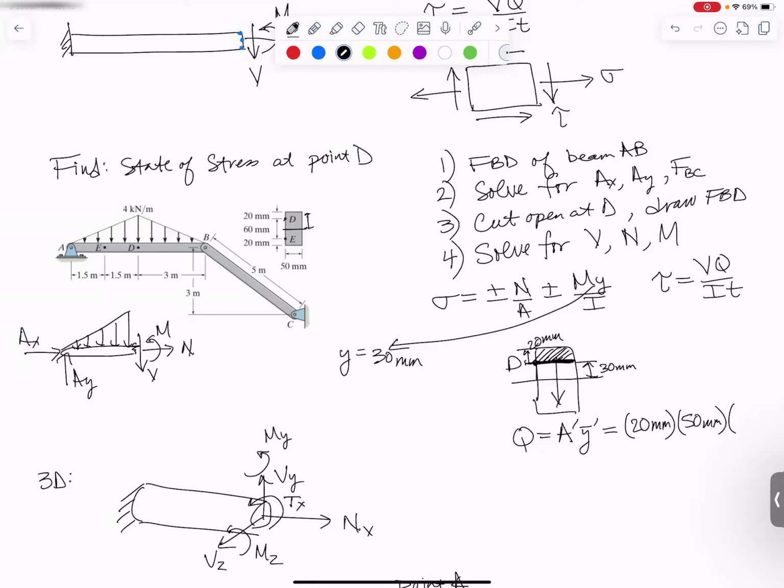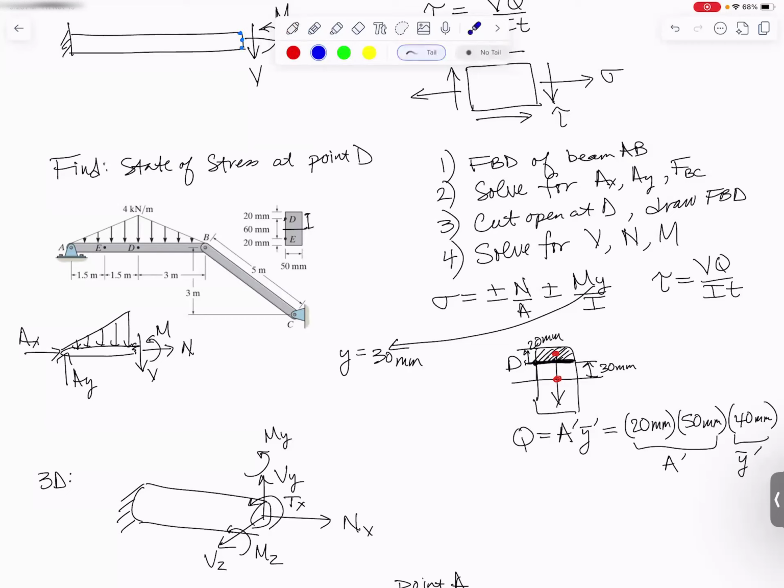And then the Y bar prime has got to be the distance between the centroid of the whole shape right there and the centroid of the shaded area. So we already had to go 30 millimeters to get from the centroid to D, and then we got to go another halfway up. The whole thing is 20, so we got to go another 10 millimeters to get to that red dot. So the two red dots are 40 millimeters apart. So here is our A prime, here is our Y bar prime.